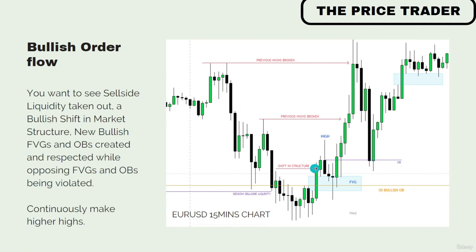So once we establish this order flow, anything opposing, any order blocks here will not be respected because we're already in a bullish order flow. Any imbalances will be taken out easily. So you don't want to see any imbalances being respected if the order flow has been established as bullish.